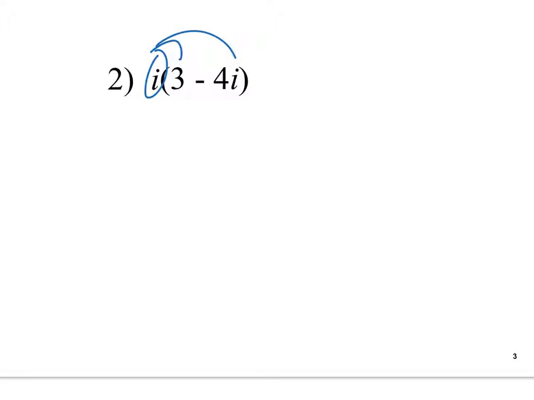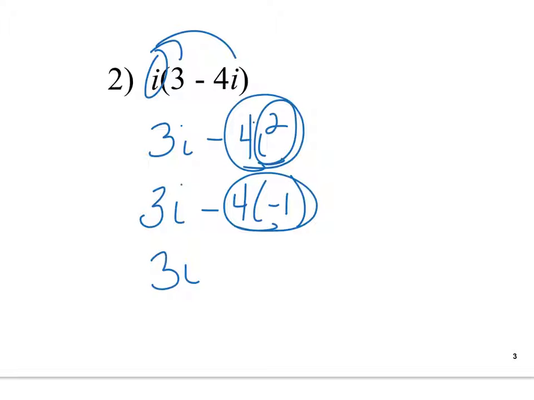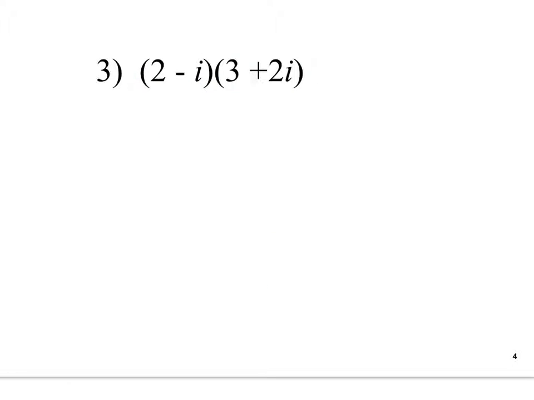This one, same idea. Distribute through, and then reduce. It's 3i minus 4i squared. i squared is -1. 3i is just i, so that stays. I squared is -1, so remember these two are multiplied together. So it's 3... I guess I should have included the negative in there. So negative times a negative is a positive 4. 3i plus 4.